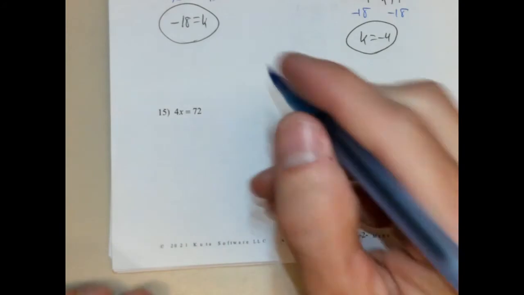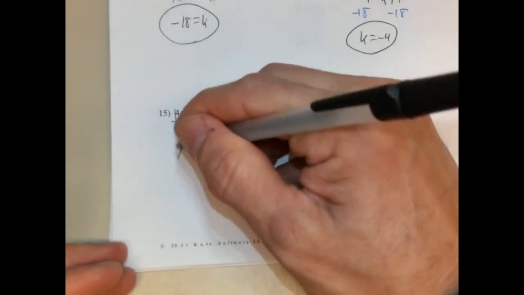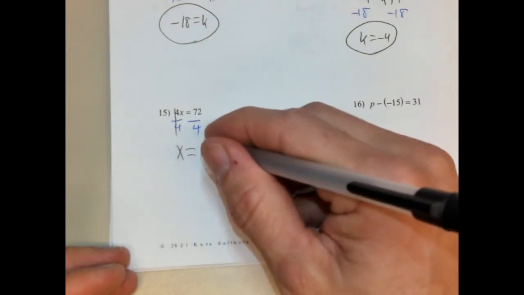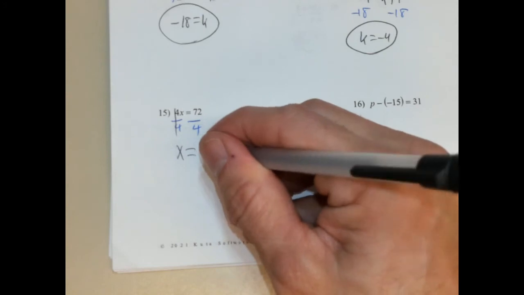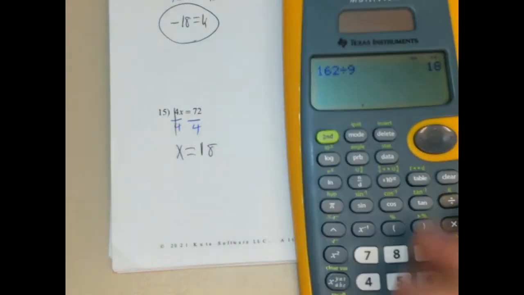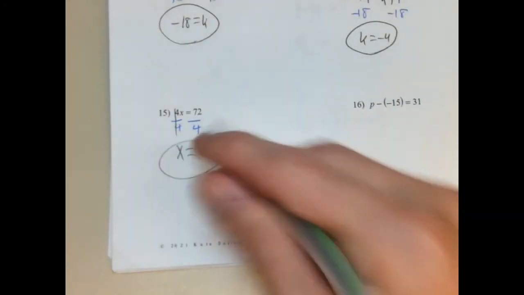And here we have 4x equals 72, divided by our coefficient, which is 4. And x should equal 13? No, that's not 13. 18. I think it's 18. Let's double check. 72 divided by 4. It is 18. Look at that. Boom.